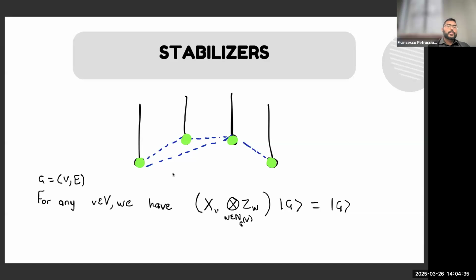But these graph states also have a nice property that we get useful stabilizers of these states. So suppose this was our graph state with these vertices and edges. We have that this operator below here, where we choose any vertex v, this X_v is the Pauli X operator on v, and the Z_w's here are the Pauli Z operators on all of the neighbors of v. If we apply this operator, the graph state is unchanged, and hence we call this operator a stabilizer of our state.